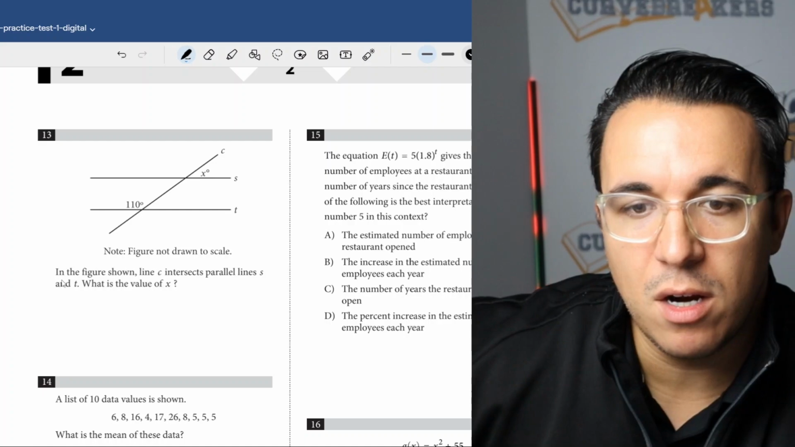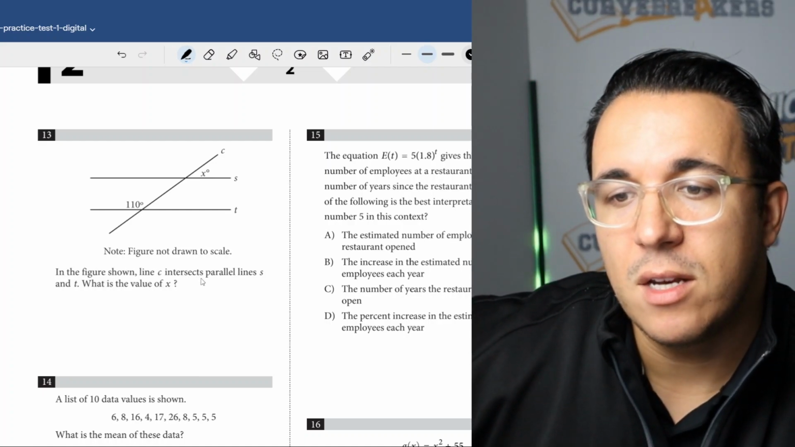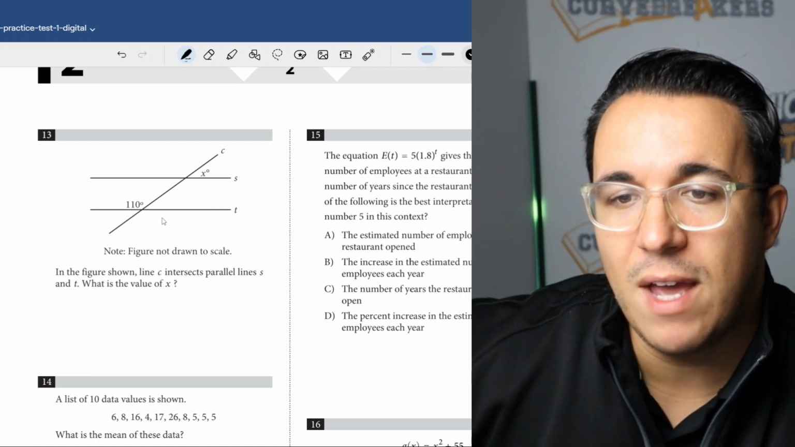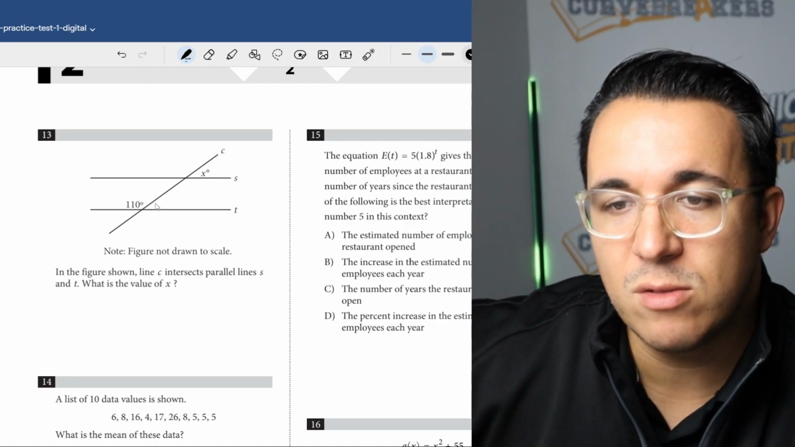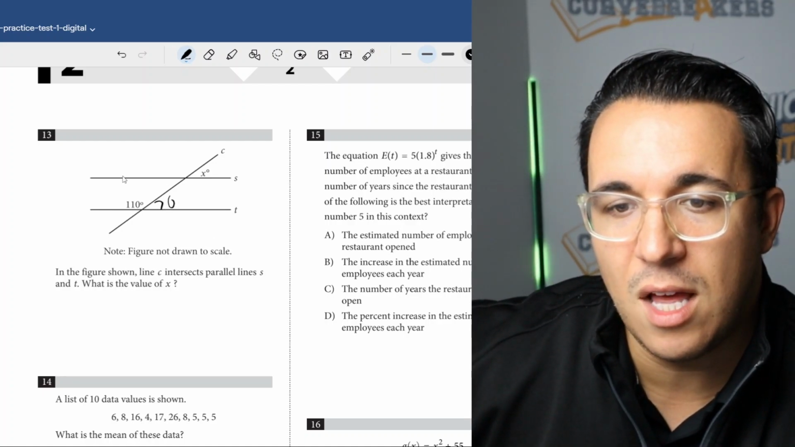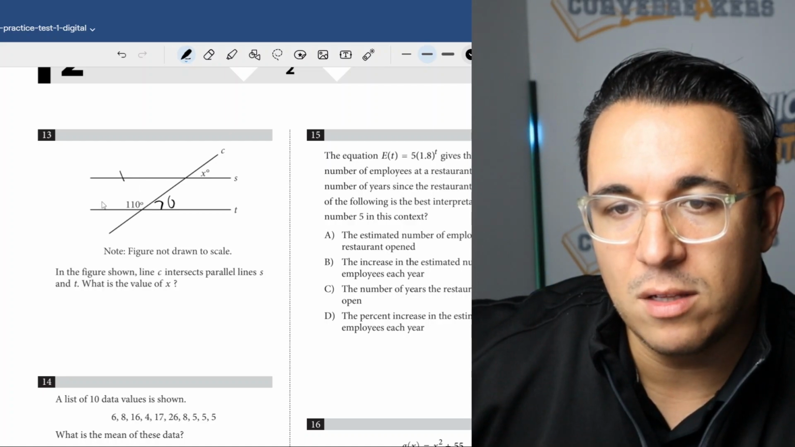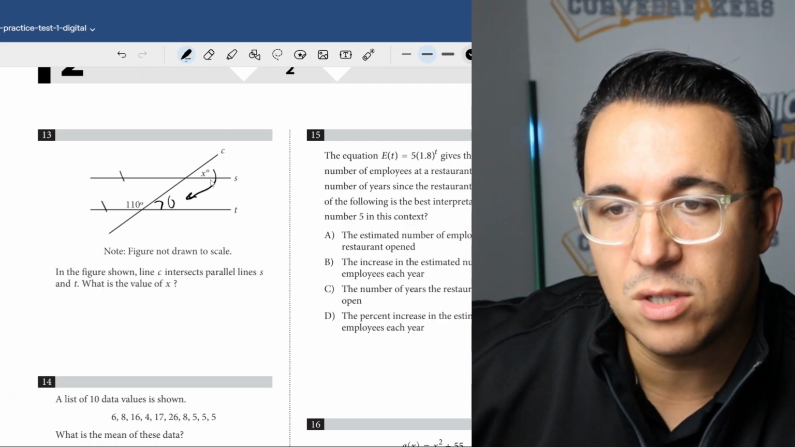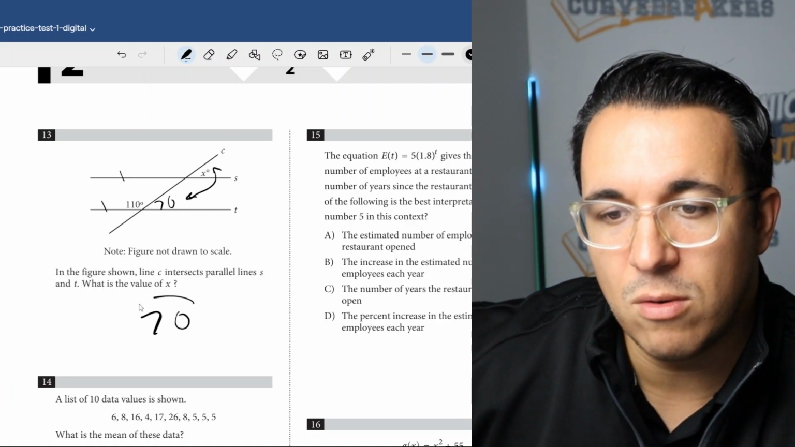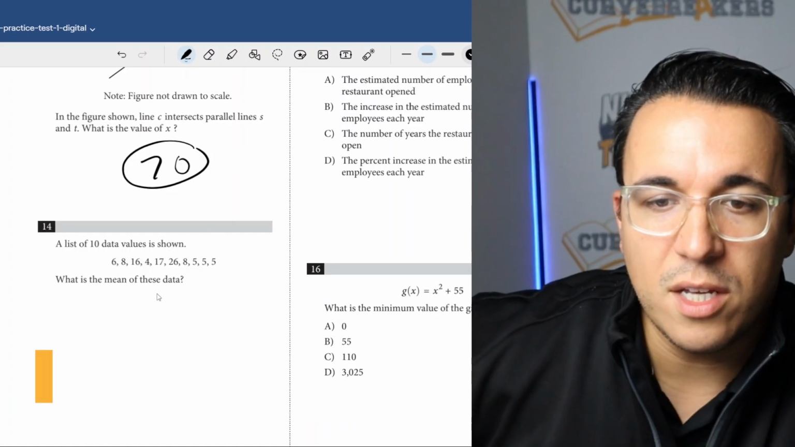We have a figure here. In the figure shown, line C intersects parallel lines S and T. What is the value of X? So if this is 110, this one will be 70 here. And since these lines are parallel, right, these two angles here would be the same. So I'm going to go with 70 as my answer. Let's take a look at number 14.